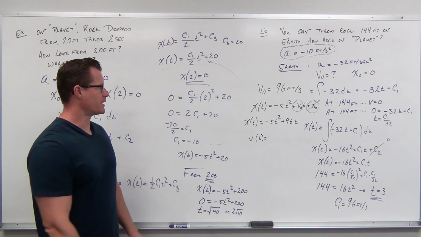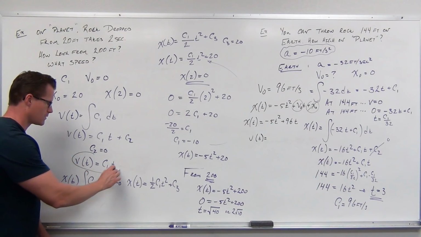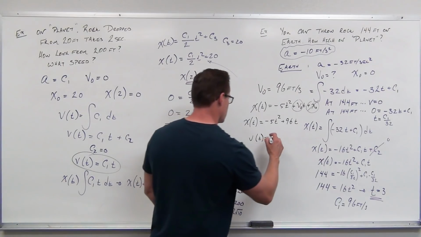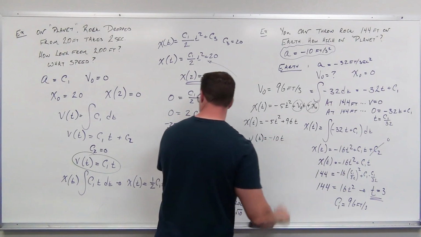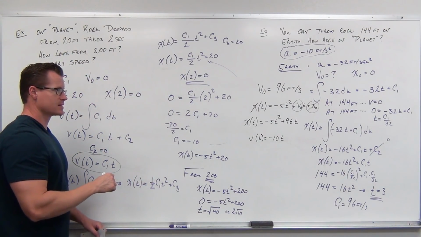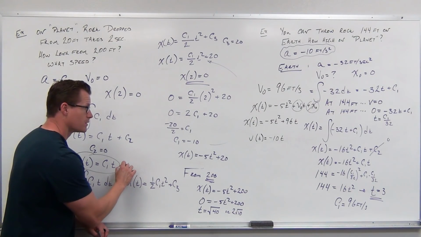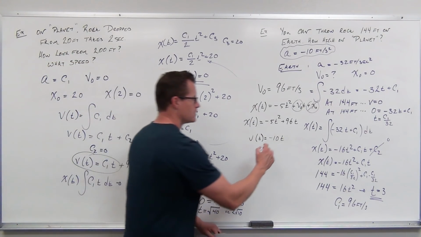What's your velocity on that planet? Come back over here. Our velocity is just c sub 1 t. Well, I guess it's not. We have to augment that, don't we? Plus your 96 feet per second.